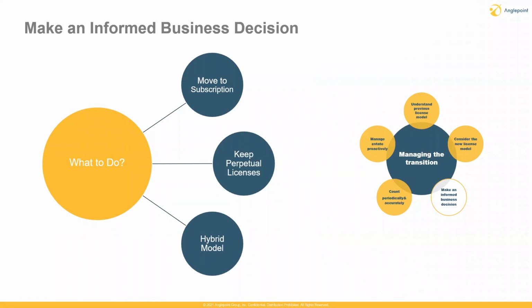Essentially, there are 3 choices. You can fully move to a subscription model. You can choose to keep your perpetual licenses, or you can have a hybrid model as a combination of both. So now I'm going to go through some of the pros and cons of moving to a full subscription model.